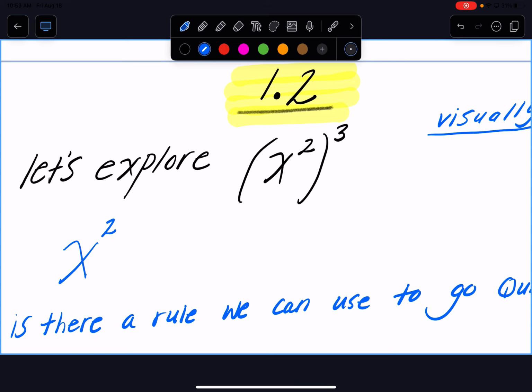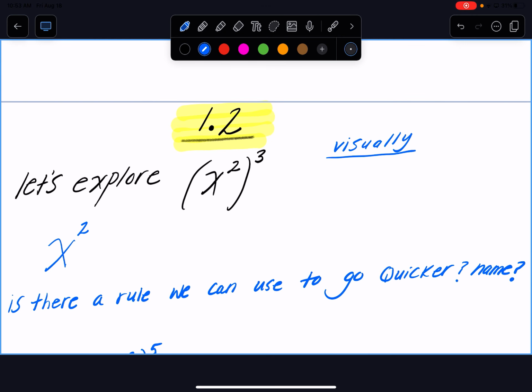So let's show it visually. That's what I mean by visually. Here we go. We have x squared. I'm going to write it up here. X squared times x squared times x squared.